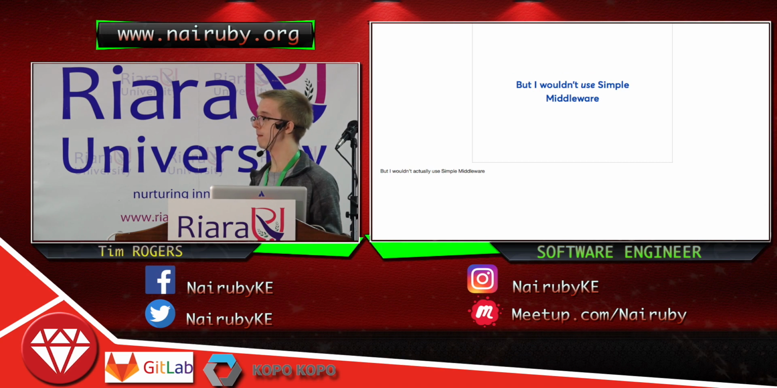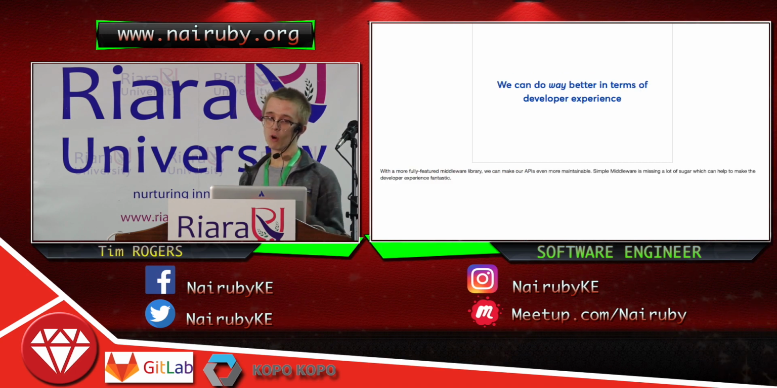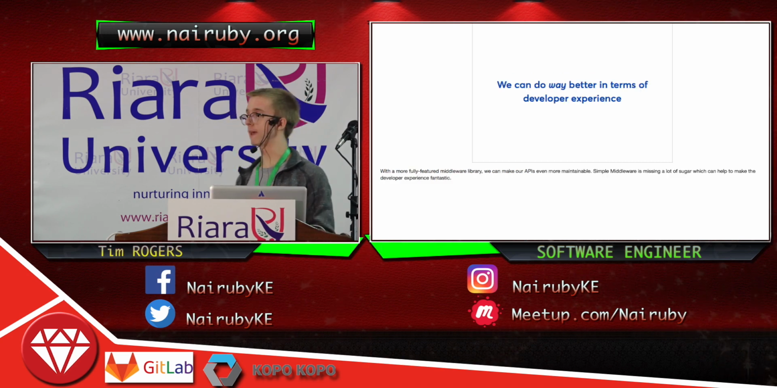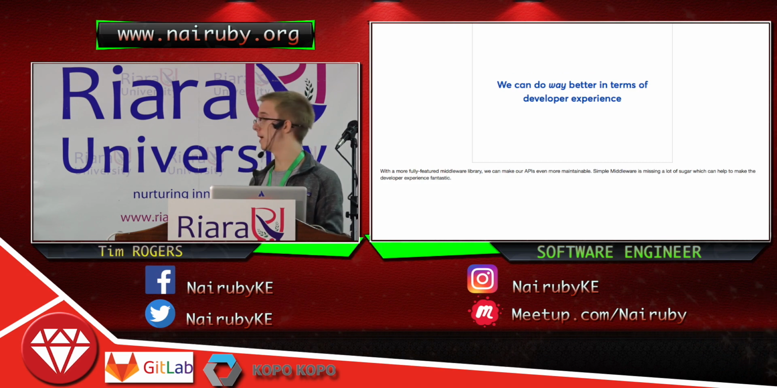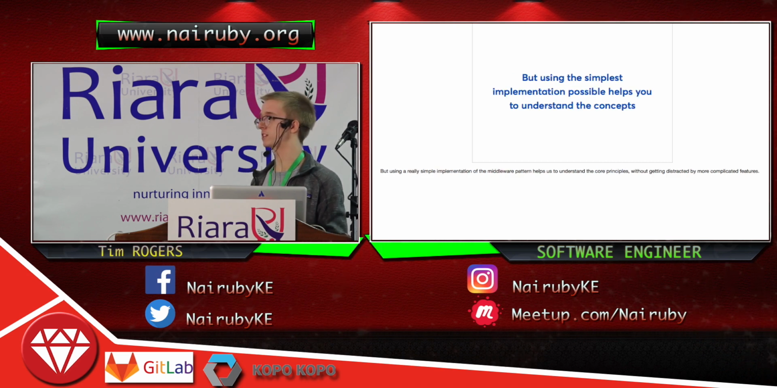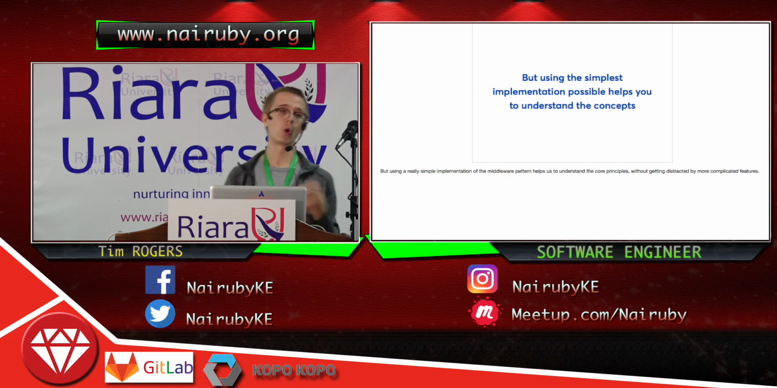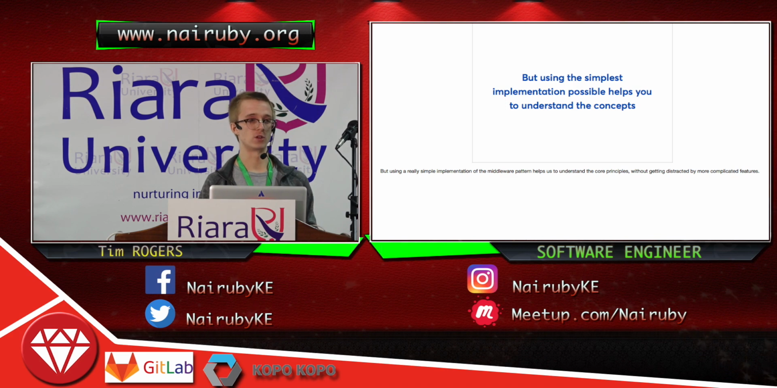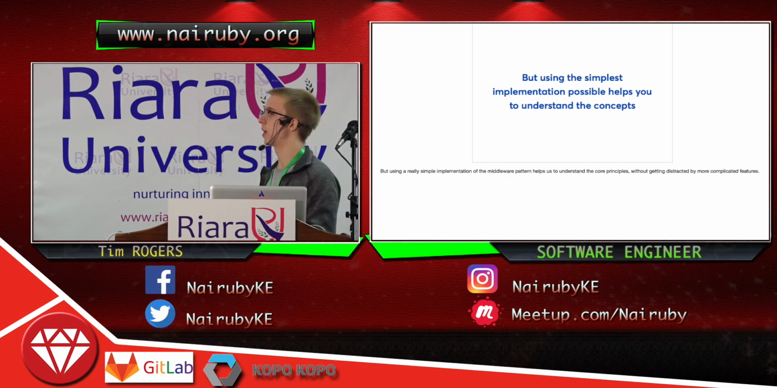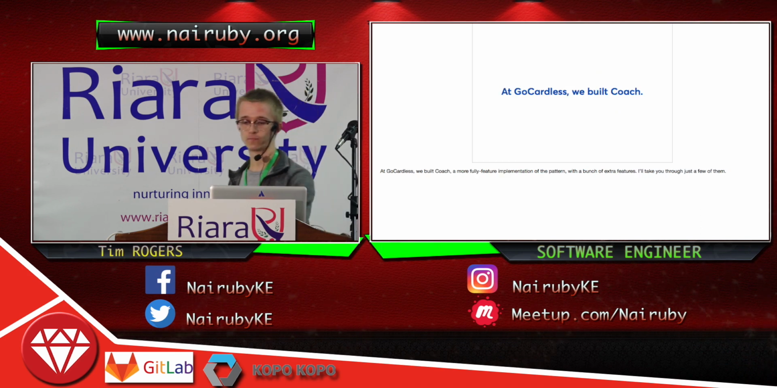So we've learned how to make our API more maintainable with middleware, but I wouldn't actually use this simple middleware library. With a more fully featured middleware library, we can make our APIs more maintainable and do it in a way that has a much better developer experience. I've just built this really simple implementation for this talk because it helps us to understand the core principles without getting confused by bells and whistles and fancy features. Instead, we've seen the pure version of the middleware pattern that's really simple and isn't distracting.